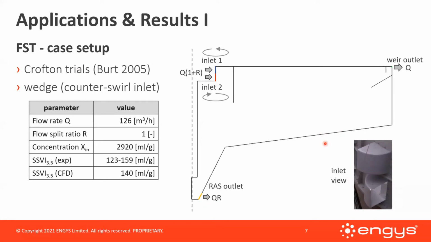The geometry is simplified into a wedge with 2 inlets of counter swirl. We see here the set of parameters used, where the SSVI, short for stirred sludge volume index, value is used to fix the drift flux model parameter. Now, to explain the process, the wastewater flows in through the inlets, and the activated sludge gets withdrawn here at the RAS outlet, while the cleaned water flows out over the weir.